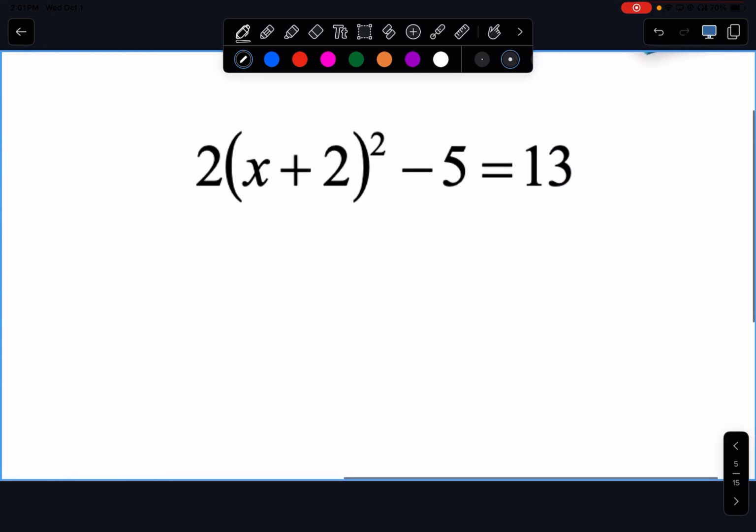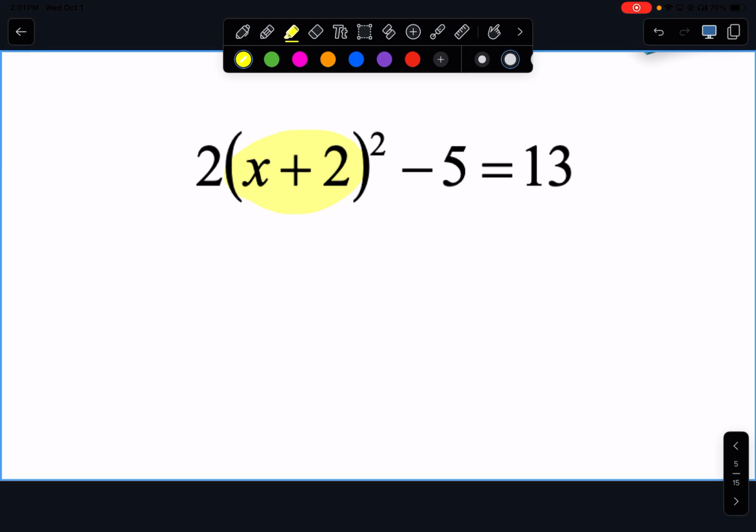Okay, this one's a little bit different because we have a whole, more than just an x squared, right? So what we're trying to do when we're isolating is we want to isolate the whole thing that's being squared. In this case, that whole value of x plus 2 is being squared. So I want to try to get that all by itself. So our goal is to get x plus 2 squared all by itself on the left. So I need to get rid of that minus 5 and that times 2.